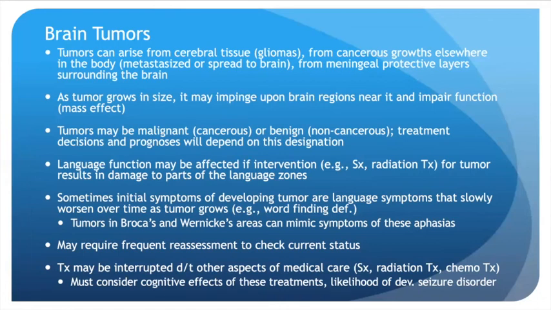Sometimes initial symptoms of developing a tumor are language symptoms that slowly worsen over time as the tumor grows. Word finding deficits are common in this kind of situation. So tumors in Broca's and Wernicke's areas can mimic symptoms of these aphasias, or of anomic dysphasias. The patient may require frequent reassessment to check their current status as the various stages of intervention are carried out. Therapy might be interrupted due to other aspects of medical care, such as surgery, radiation therapy, chemotherapy, and you must always consider the cognitive effects of these treatments. And there might be a likelihood of the patient developing a seizure disorder as well.